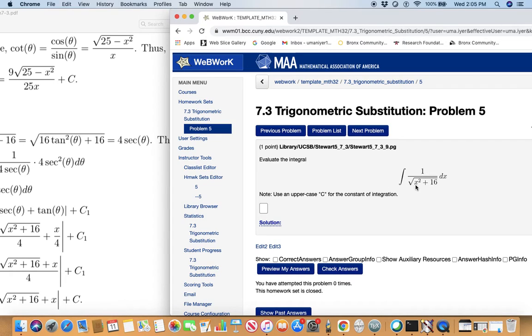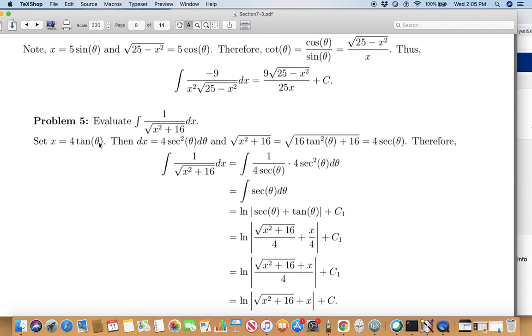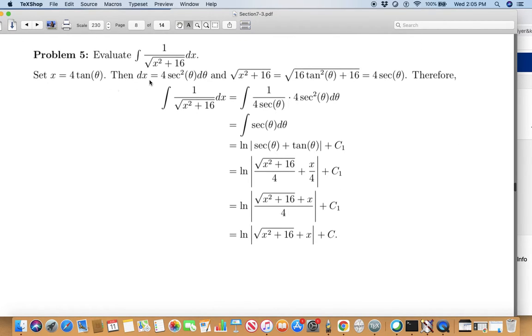Integral of 1 over the square root of x squared plus 16. The plus tells me I need to take x to be some tangent. How much tangent? 4 tan, because that's the square root of 16. So let's play with this. x equals 4 tan theta. Then dx is 4 secant squared theta d theta.